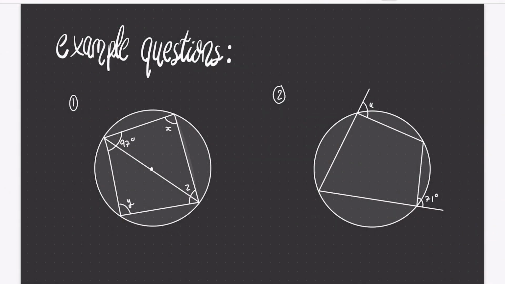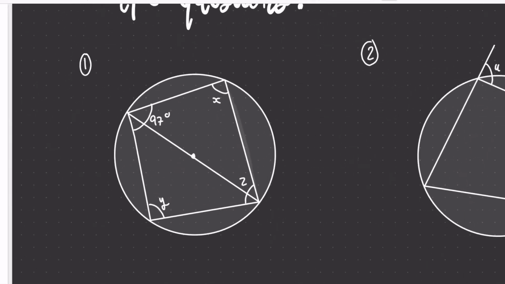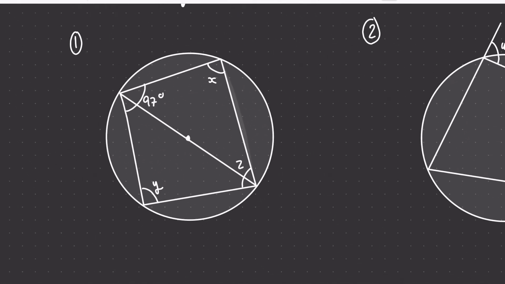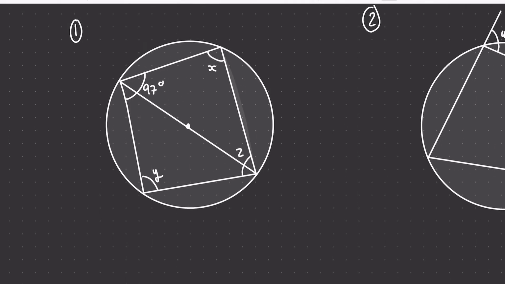So now for the example questions, you can pause the video now and try and do them on your own, and now I'm going to go through them. Okay, so let's look at the first one. So here we have a circle, and this is a cyclic quadrilateral because each edge touches the circumference of the circle, and indicated by this dot here, we know that this line is a diameter.